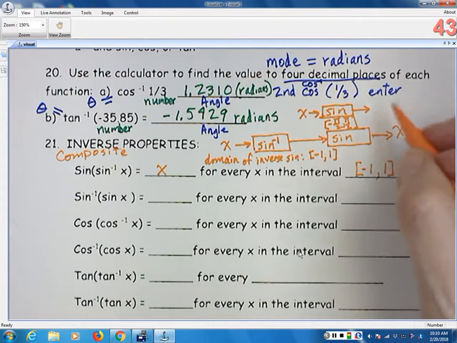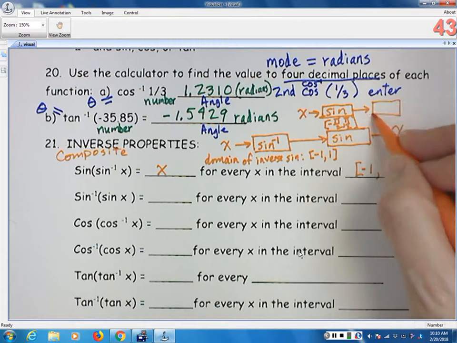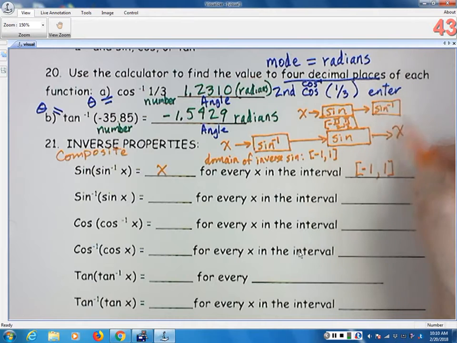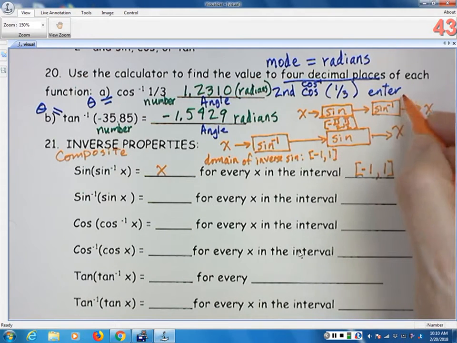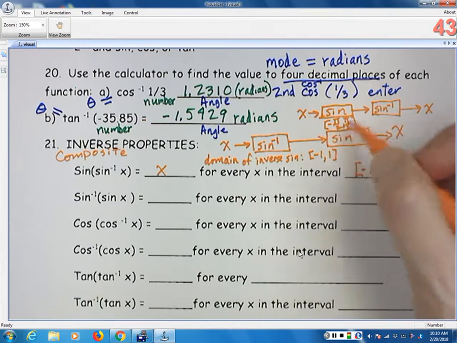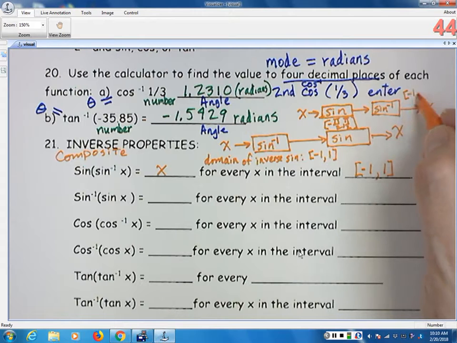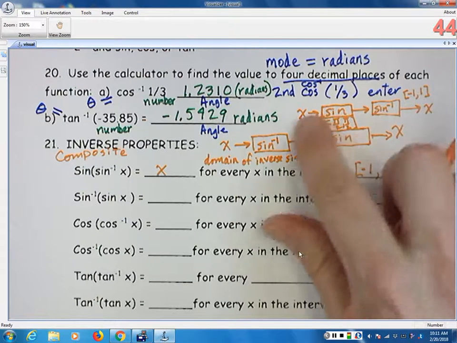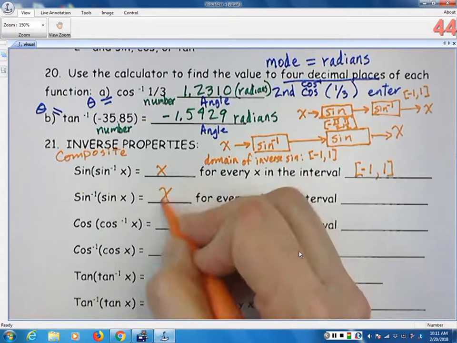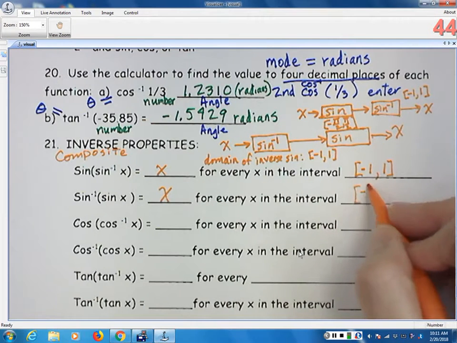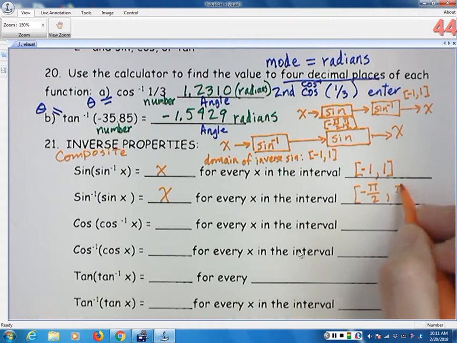And then we go into inverse sine, and we get x out, because their inverse sine, though, had a domain of -1 to 1. When you take the sine of a number, you're always going to get a number between -1 and 1. So we will get x out, but we have to make sure we're in -pi/2 to pi/2.